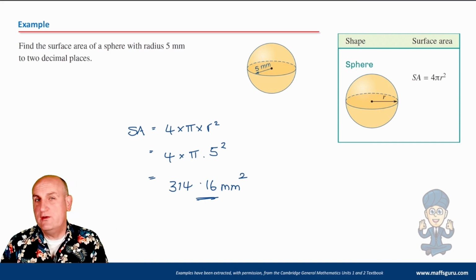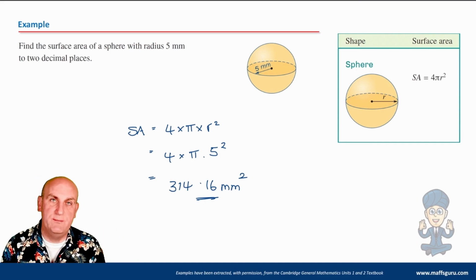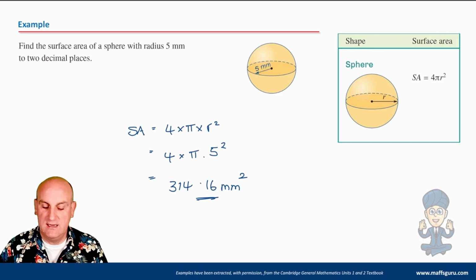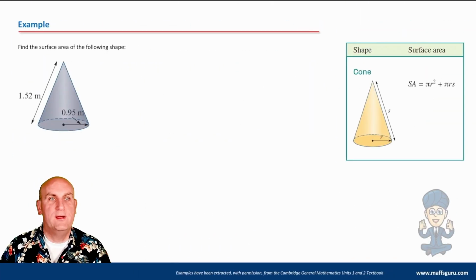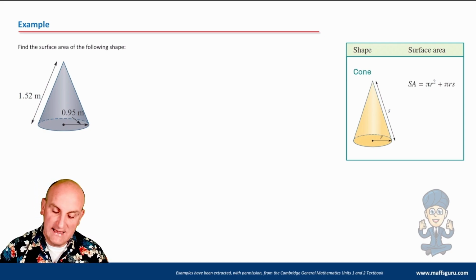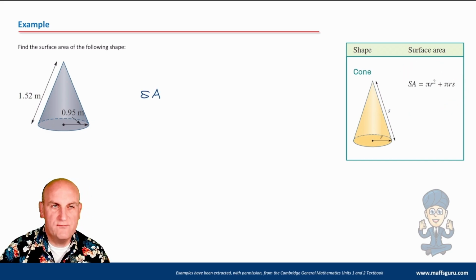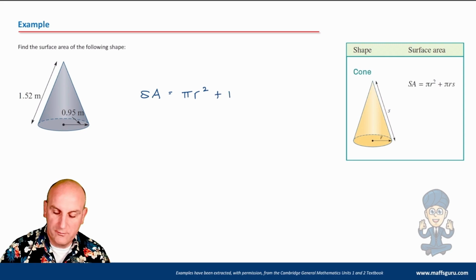So do you notice? Life here is really good. If you've got a nice shape and you've got the formulas in your summary book, you can just bang it in your calculator. Whoop. What do we got here? Find the surface area of the following shape, and it is a cone. Again, come on, we got the formula. So the first thing I'm going to do is write down the formula. Surface area is equal to pi r squared plus pi rs.